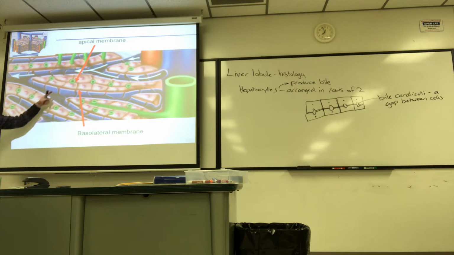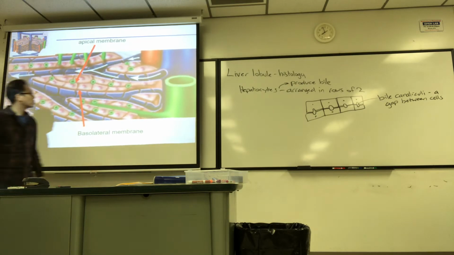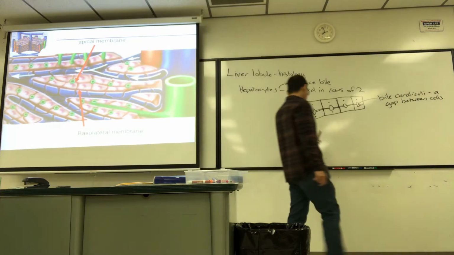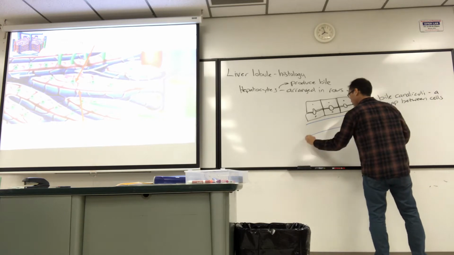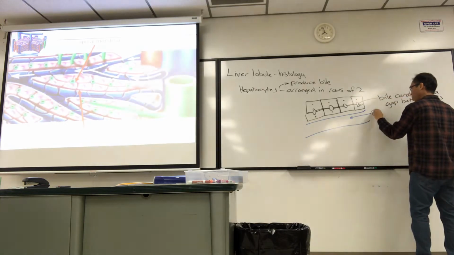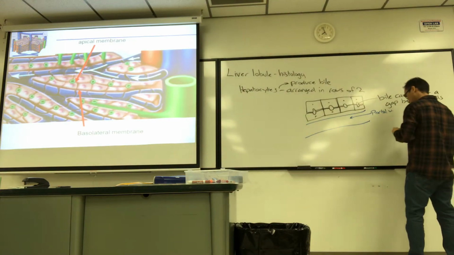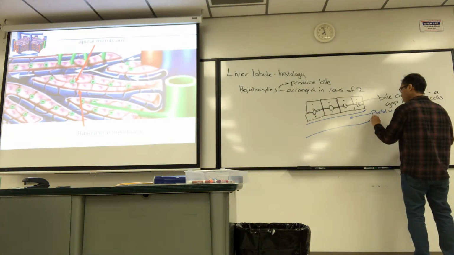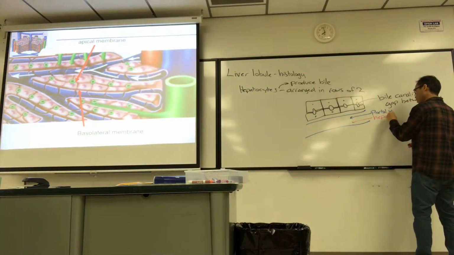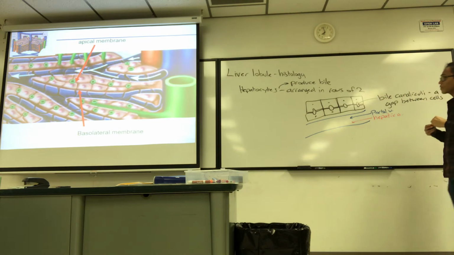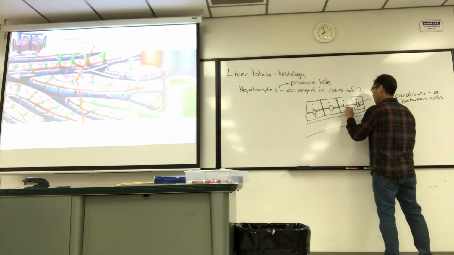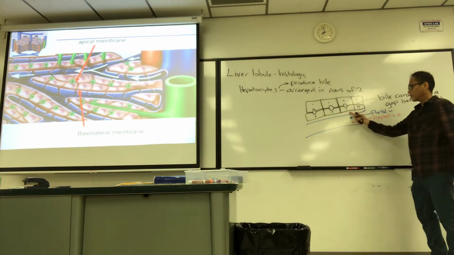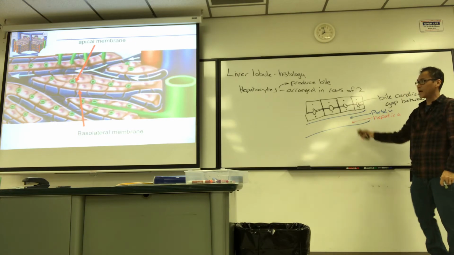And notice that each row is exposed to sinusoidal blood on one side or the other. So let's choose this side to have sinusoidal blood passing by. Okay, so as blood passes by, again, it's blood from the portal vein mixed with the oxygen-rich blood from the hepatic artery. And there's a small gap between this surface of the cell membrane and the sinusoid.